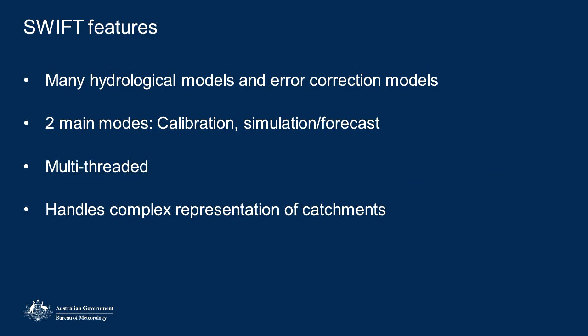SWIFT features. SWIFT has many different models that it uses: rainfall runoff models, channel routing models, error correction models. And all these models have parameters and two main modes. Simulation and forecast is what I showed you in the previous slide, and calibration is basically a loop around the simulation.